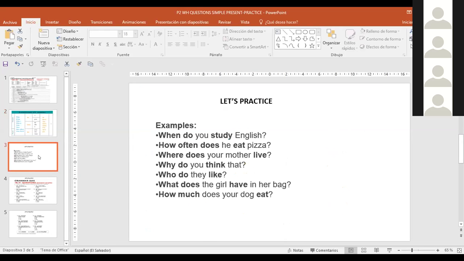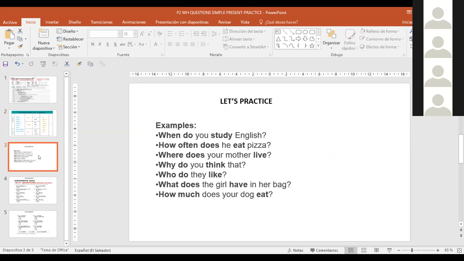Ok, so, any other exercises, extra exercises? For example, when do you study English? Maybe you can say, I study English at night. How often does he eat pizza? He eats. Cuando yo respondo, como estoy hablando de él, ahí sí le agrego la S. He eats pizza once a week. Él come pizza una vez a la semana.